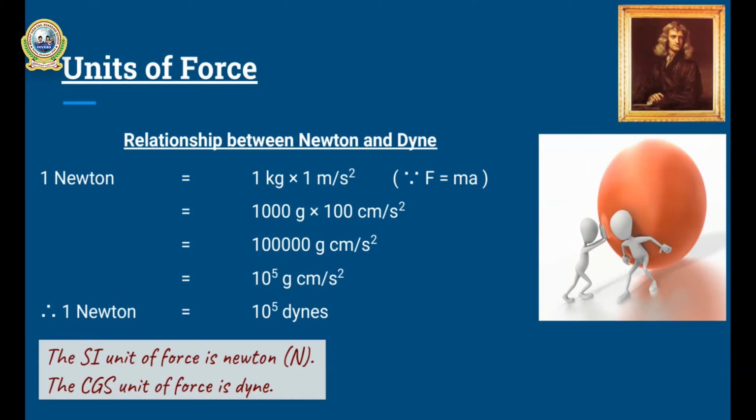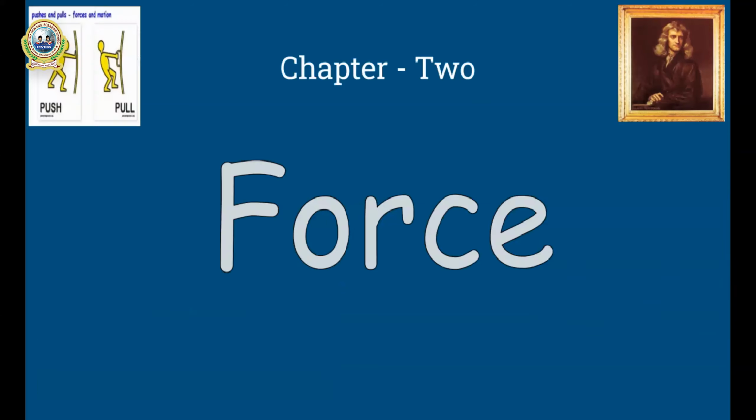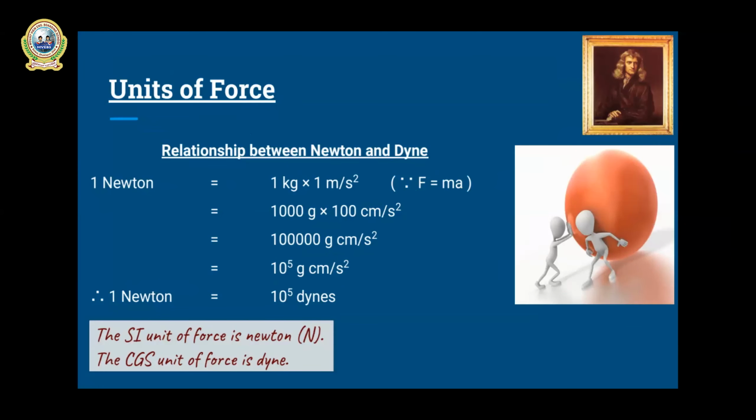You can see on your screen. In the beginning, we can see 1 Newton. Here the SI unit is Newton, and you want to find 1 Newton in dyne, or let's say the CGS system. For that, this formula we have got from Newton's second law of motion. We'll read the derivation.